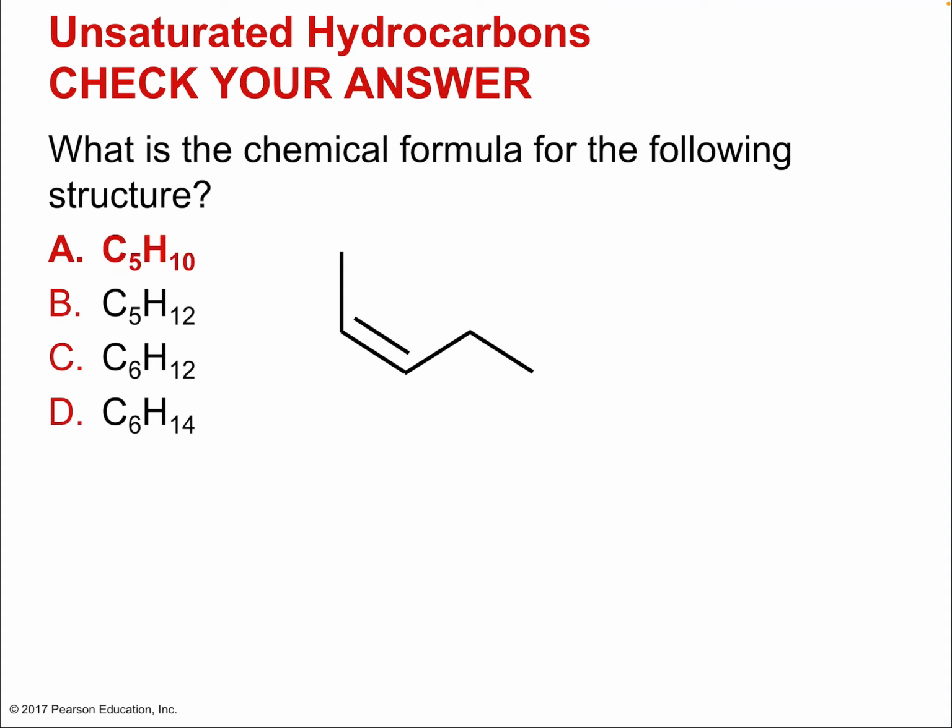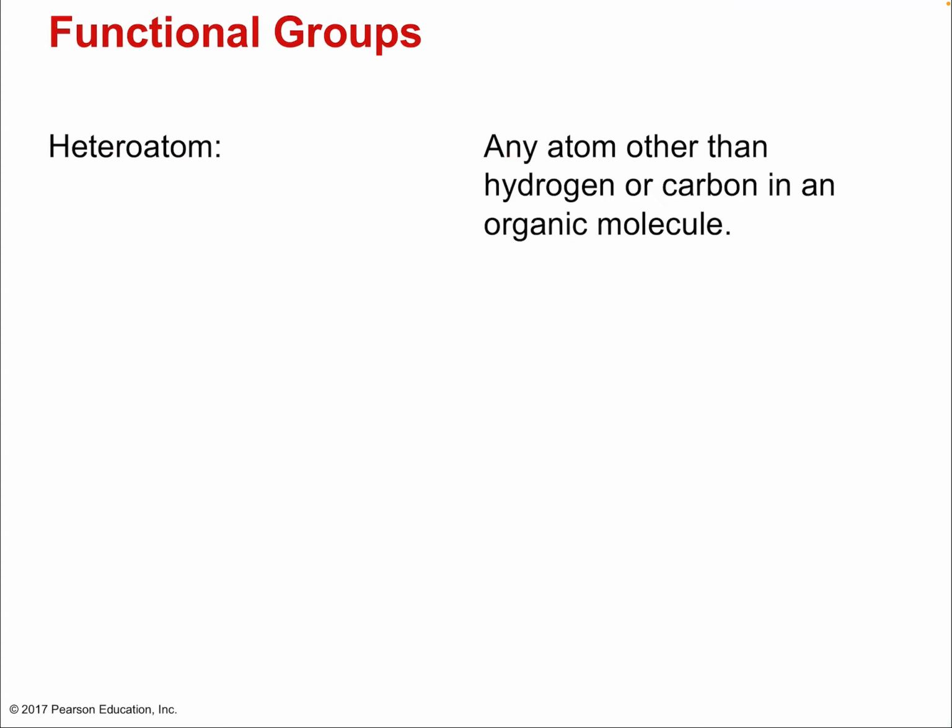It's C5H10, right? So same number of carbons, 1, 2, 3, 4, 5, as we showed before, but we have 2 fewer hydrogens. Why is that? Well, because look, we can only have a single hydrogen in each of those carbons, as before they each could hold an additional hydrogen. So our final result looks like this, and we can clearly count 10 hydrogens and 5 carbons. Okay? So far we've only been talking about hydrocarbons.